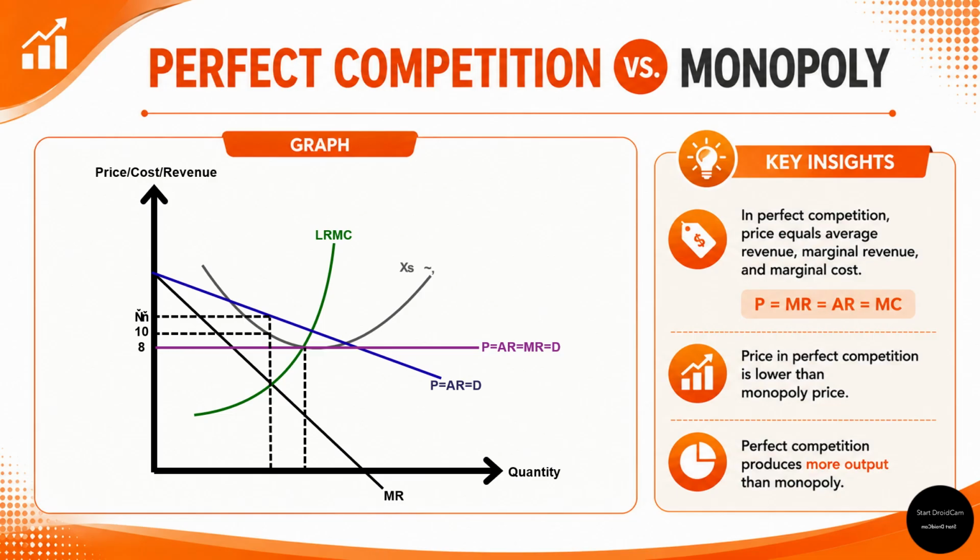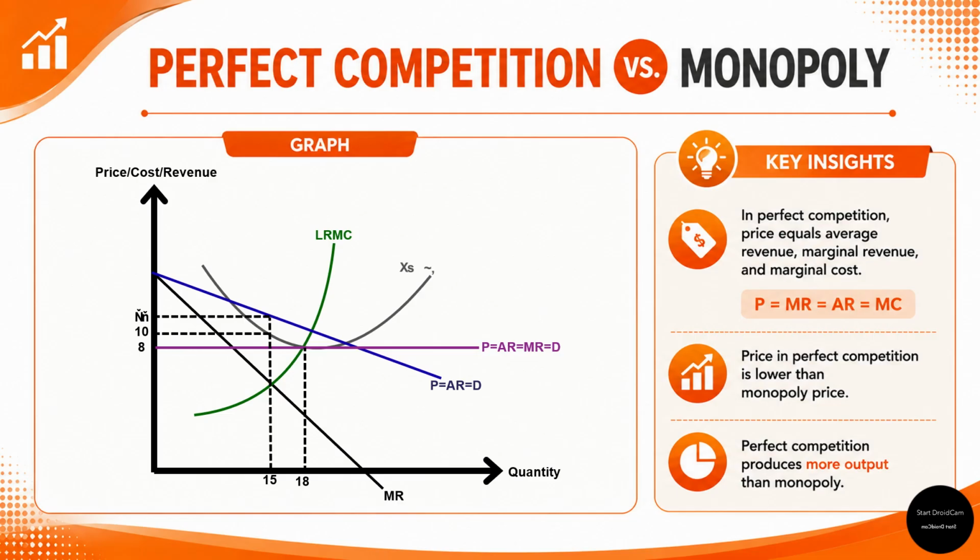Under perfect competition, the price is lower at 8. The monopoly produces only 15 units. Perfect competition produces a higher quantity of 18 units.